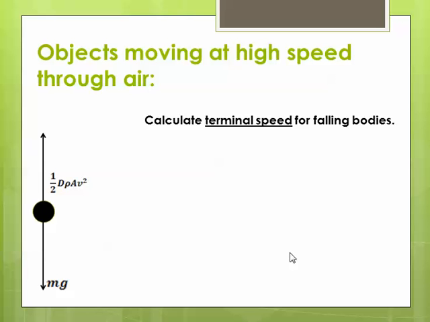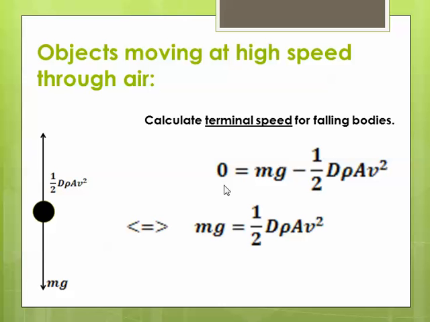So, if objects are moving at a high speed through air, they reach a terminal speed, and this terminal speed we may be able to calculate. So here we've got our weight, there we've got our resistive friction force. We know that the terminal speed is given for the case that the friction force is equal to the weight. So this is a condition. Friction force is equal to the weight, then the sum of these two must be 0. Or just the same, weight equals friction force.